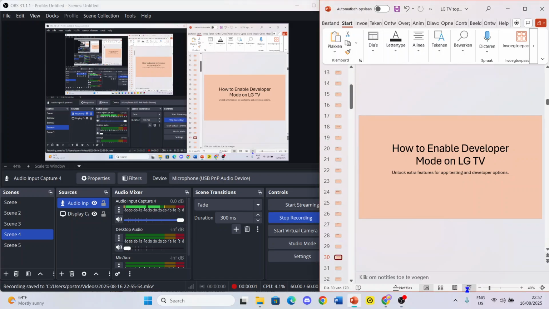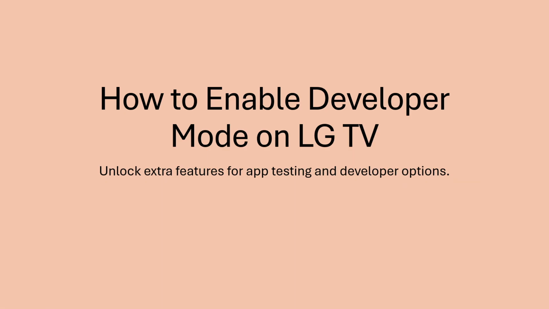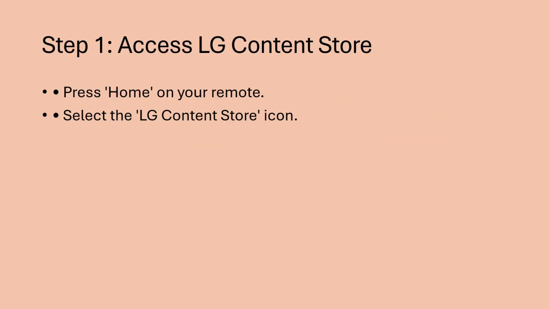In this video, I'll show you how to enable developer mode on LG TV. Step 1. Access the LG Content Store. Press Home on your remote. Select the LG Content Store icon.